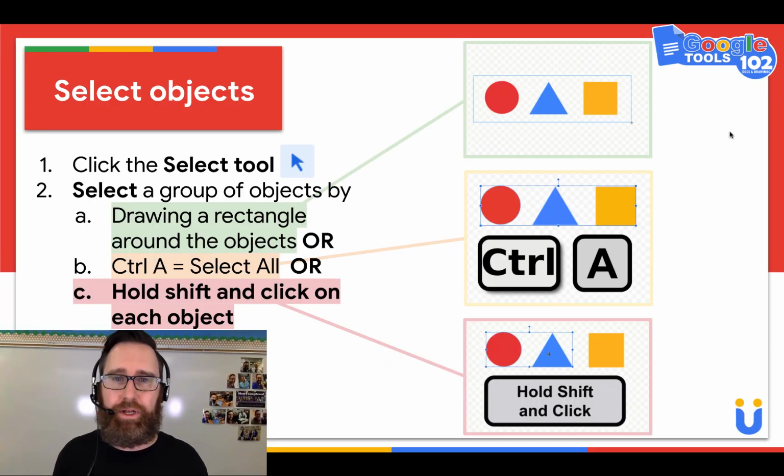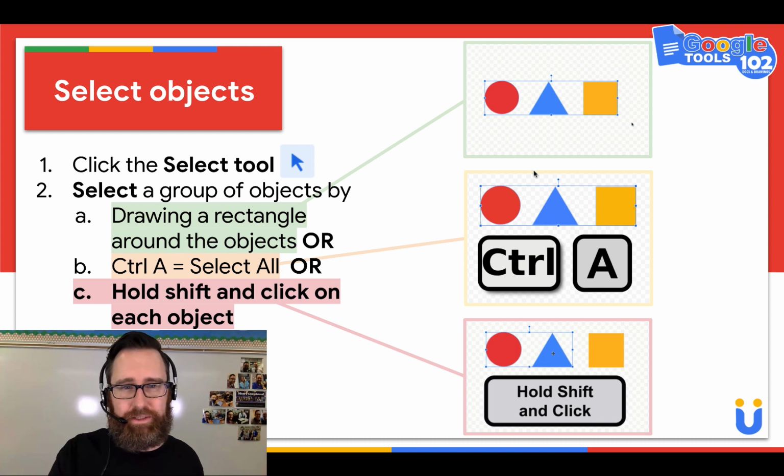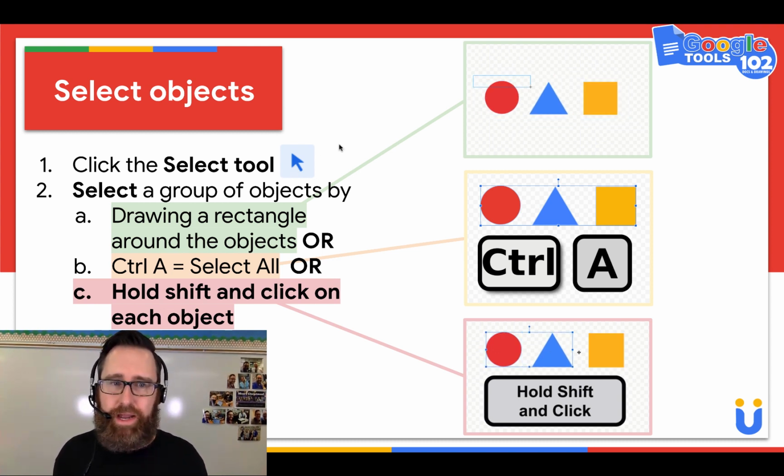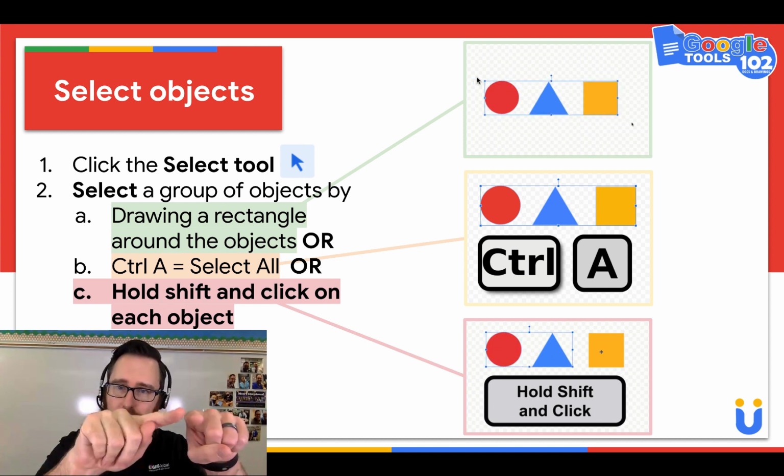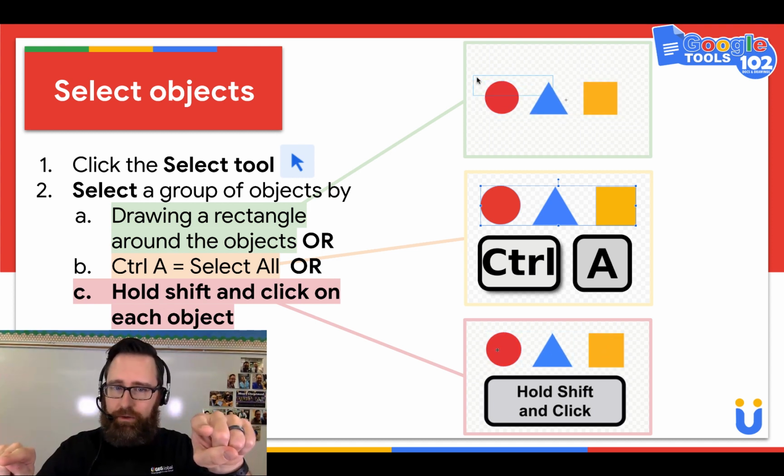The first thing we're going to do today is learn how to select objects. So what you're going to do is start by clicking the Select tool. That's this blue arrow, or sometimes it's black, in the toolbar. Next, you're going to choose how you're going to select your group of objects. Will you, in this top example, drag and draw a rectangle around those objects? That's one way to do it.